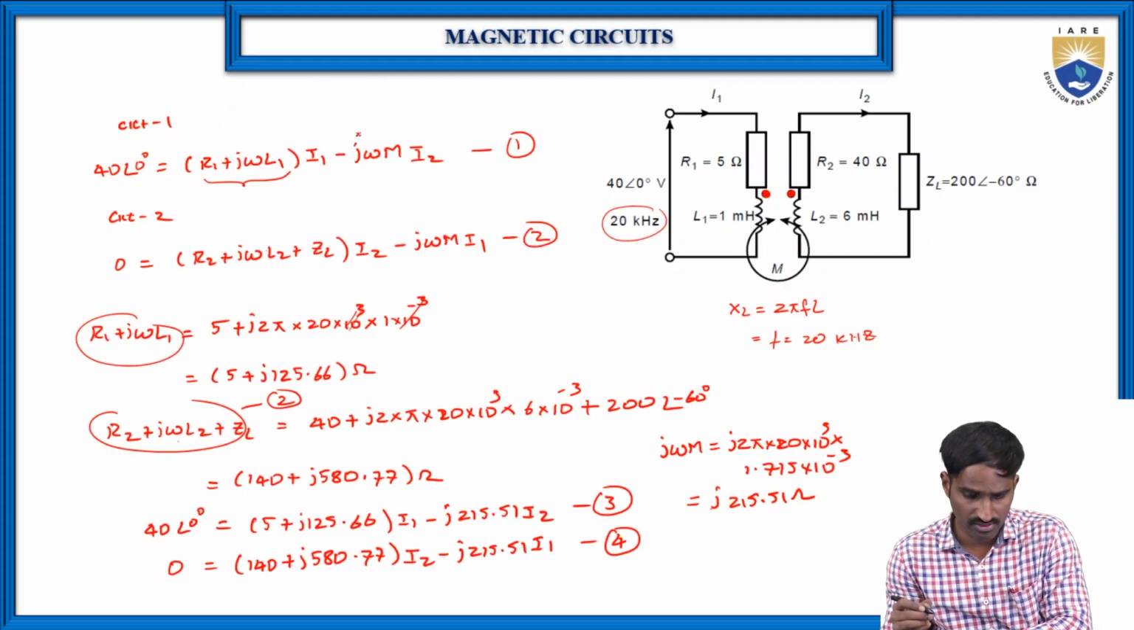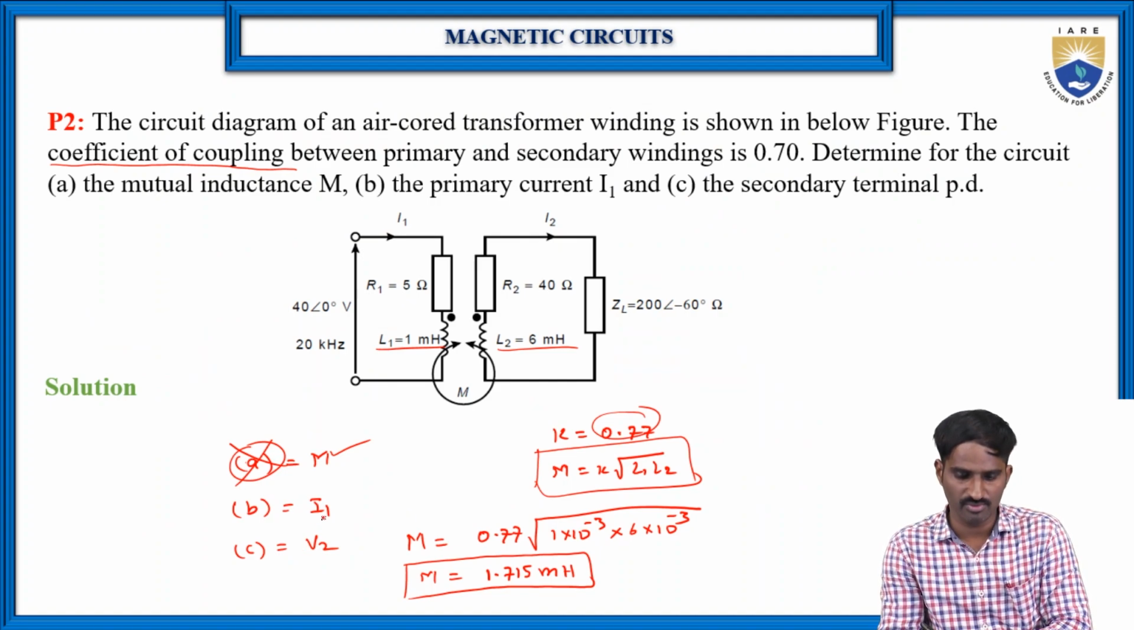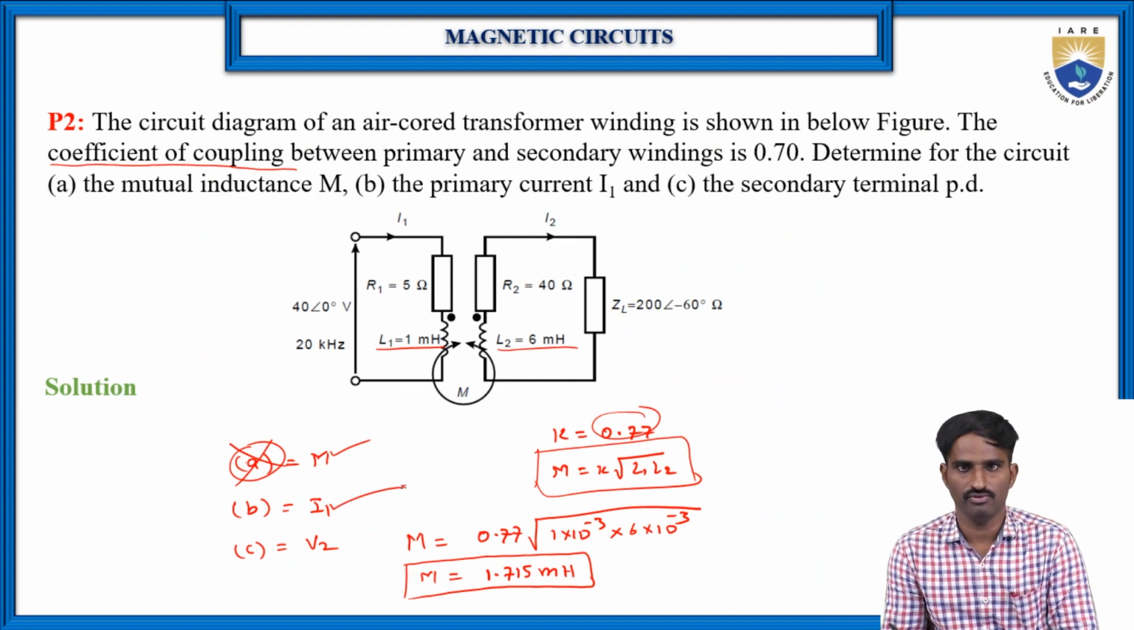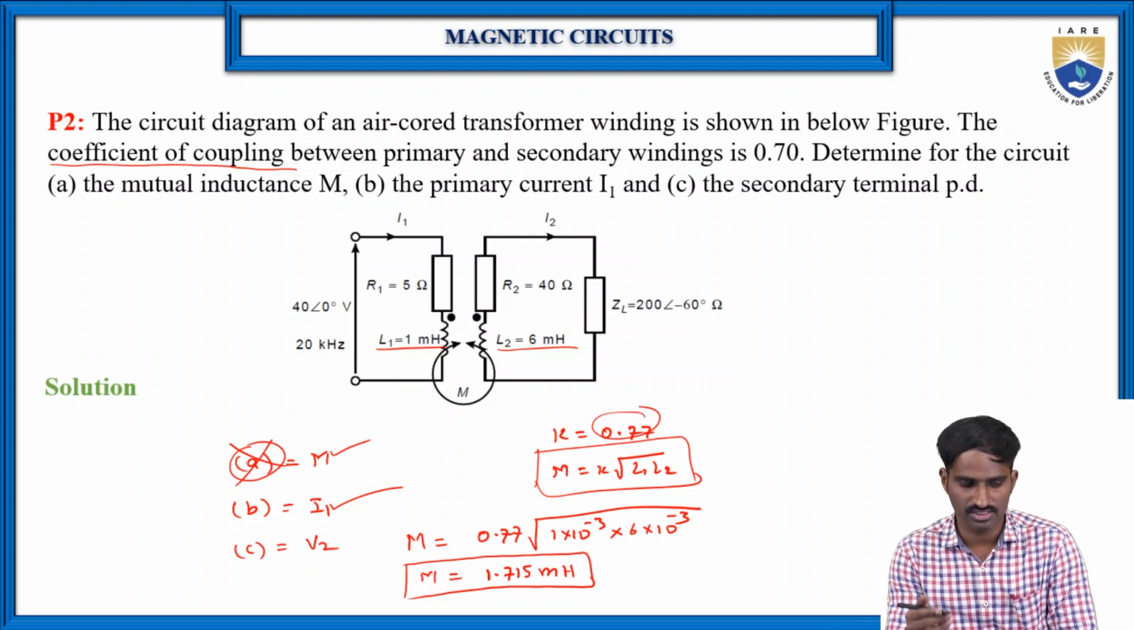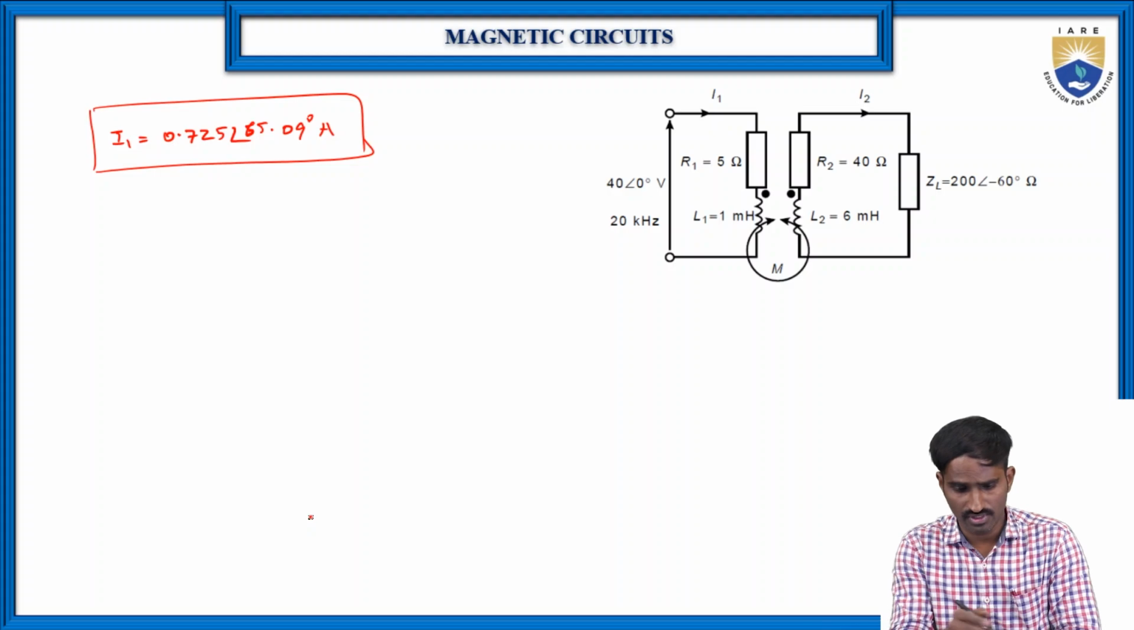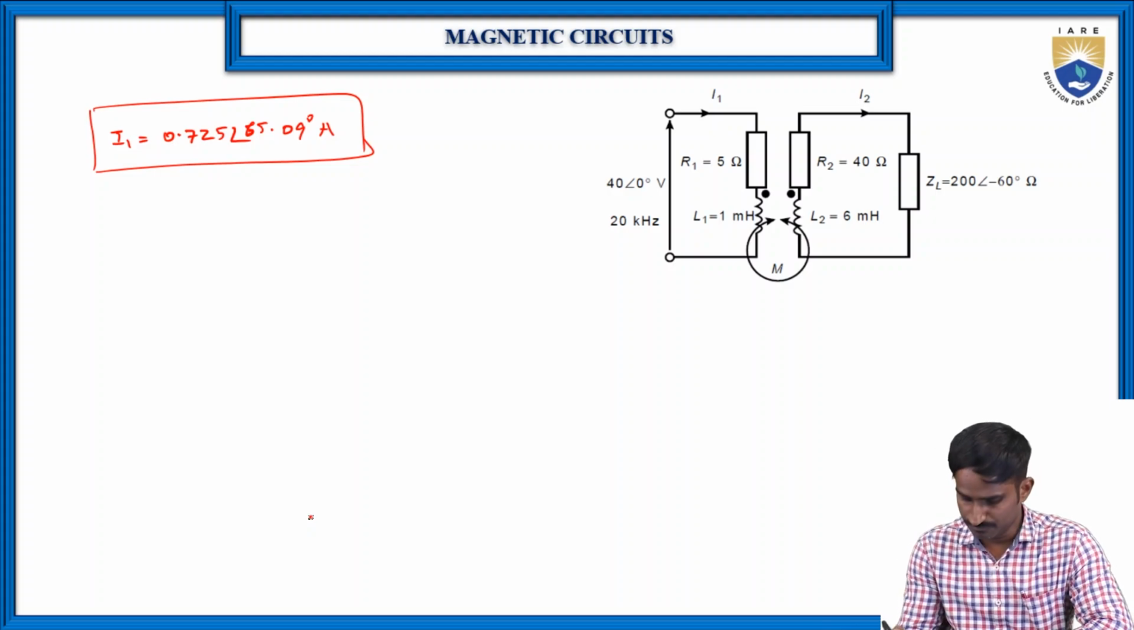This is the primary current we have calculated. Of course, if you substitute in either equation 3 or 4, you will get the value of I2 also. But here it is not necessary, since they didn't ask us to find the value of I2. So I1 is enough, and we are done with I1.